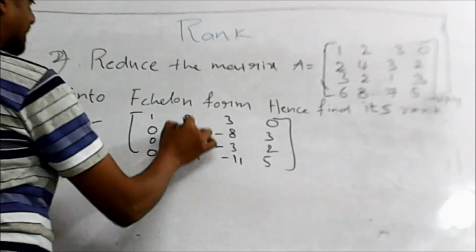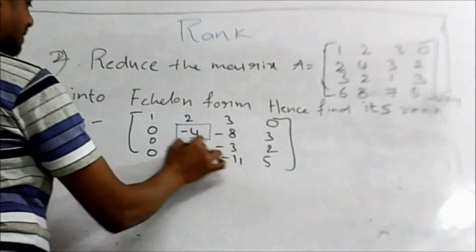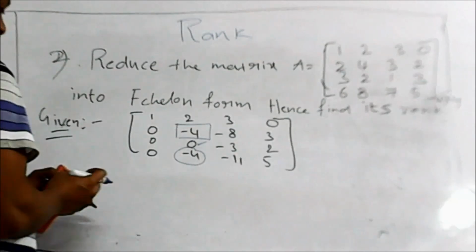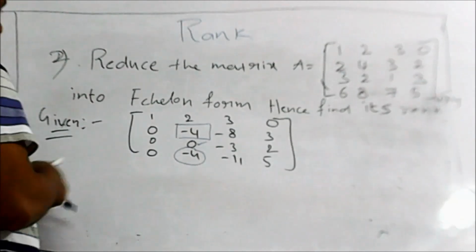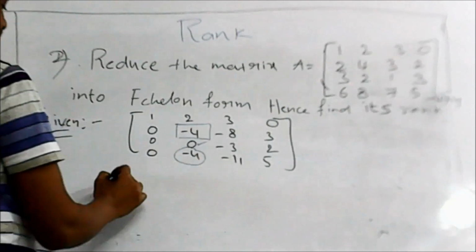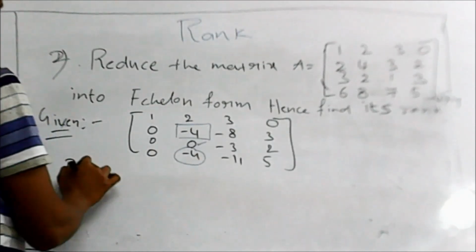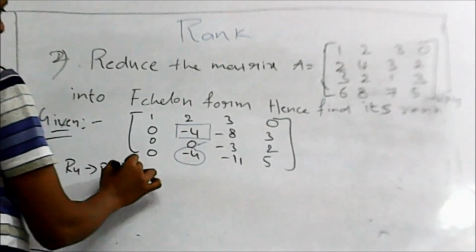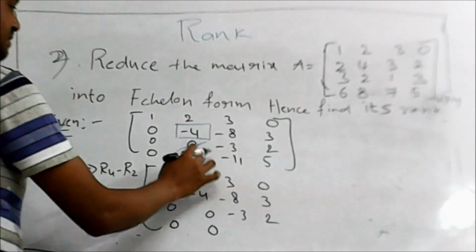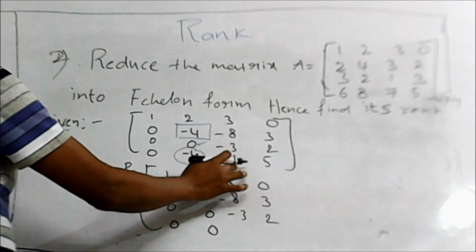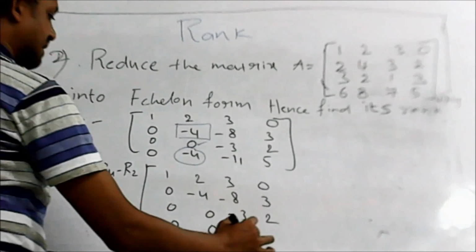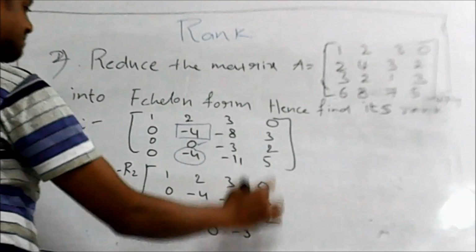Now the second diagonal is non-zero. You need to make the elements below it 0. It is already 0. Only in the fourth row, below the diagonal, one non-zero element is there, so you need to apply an operation. Both are negative, so you go for subtraction: R4 minus R2. Minus 11 plus 8 means minus 3. Here 5 minus 3 means 2.